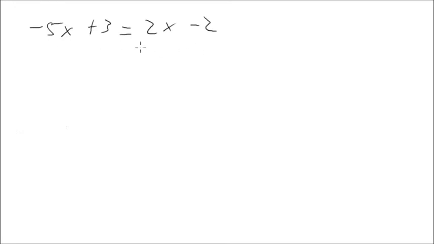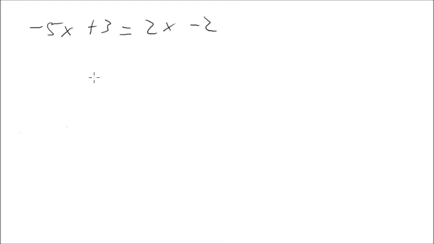So the strategy is to get all the stuff with the x's on one side of the equation, the numbers by themselves on the other side of the equation, and eventually we're going to get a number with the x equal to some number, and then use our normal solving techniques to get that x by itself, and then we'll have the solution for this equation.